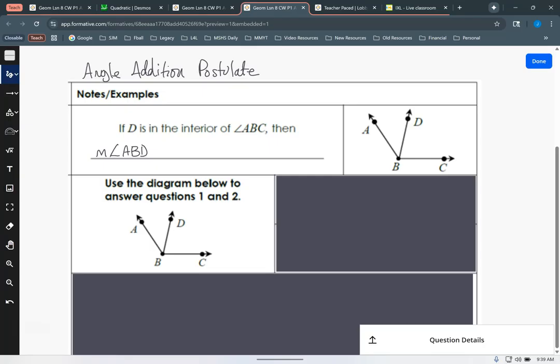But when I talk about the measure of an angle, now I can replace that with a numerical value, which means I can also do math with it, right? Because it's really a variable, just like I could put X there, okay? And sometimes we'll do that as well, all right? So the measure of angle ABD plus the measure of angle DBC. When I combine those two measures together, I'm going to get the measure of angle ABC.